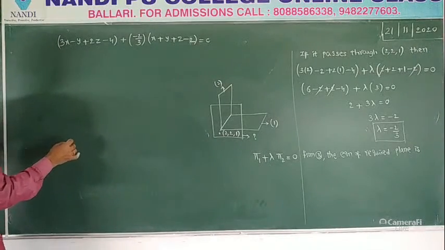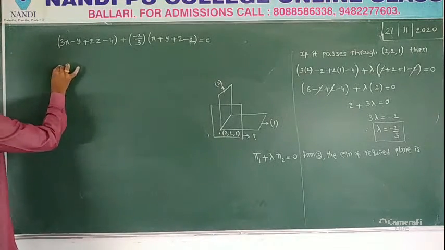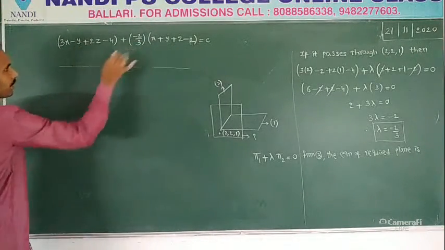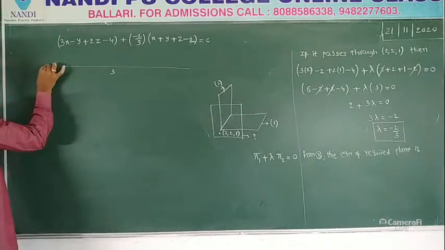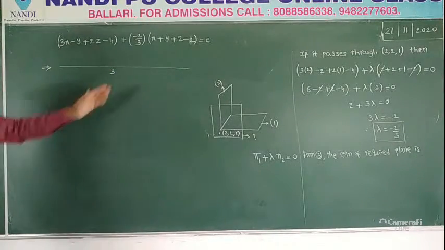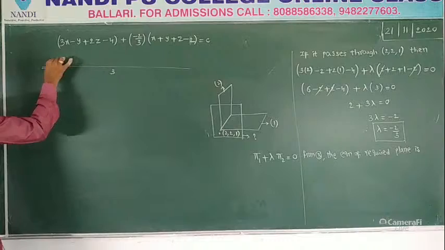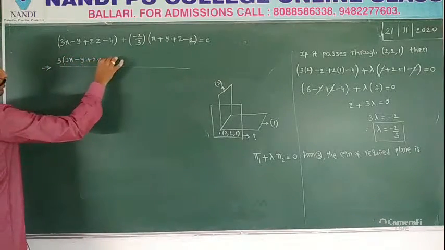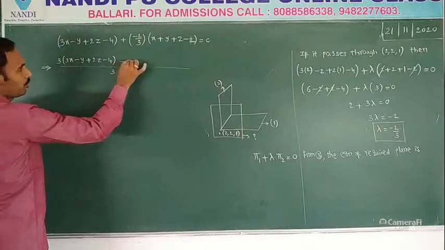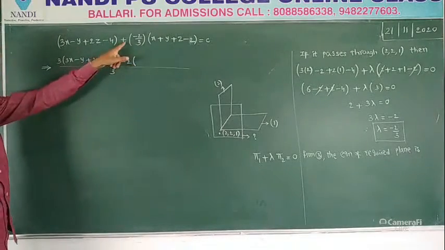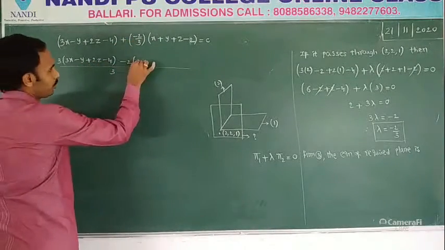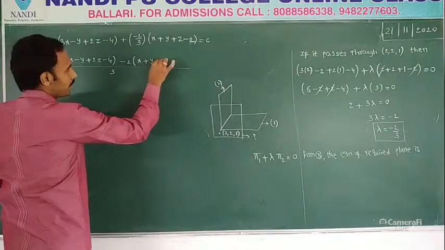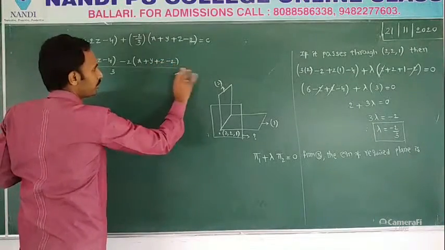Simplify. Okay, I am taking the LCM. LCM is 3. Numerator 3 into this term. So 3 into 3x minus y plus 2z minus 4, plus into minus 2, minus 2 into x plus y plus z minus 2 is equal to 0.